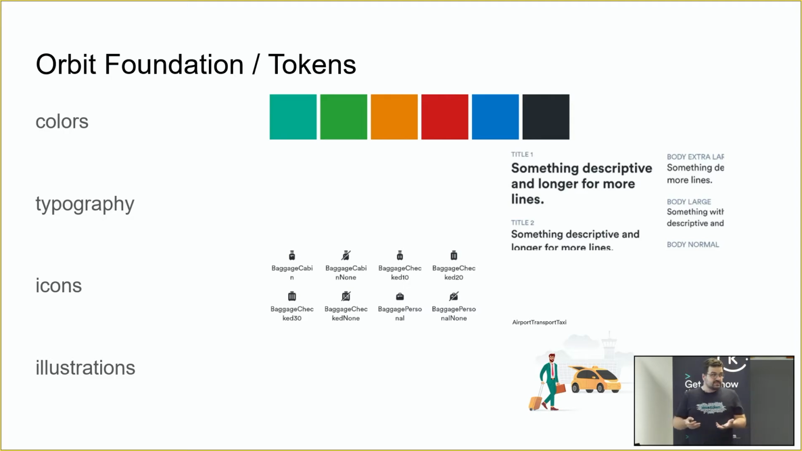But the design system is not just about those components. We need some foundation. We need to build upon something. So we need a color system. We have it. We need a typography scale. That's also here. We have specific icons for travel products. So if you need some specific baggage icons, you are in a good place because we have plenty of them. Obviously, we have many illustrations which are, once again, travel related.